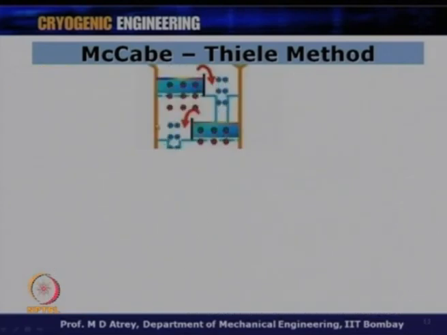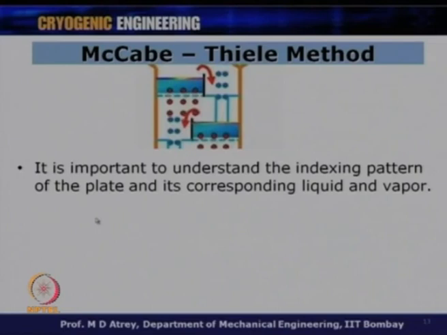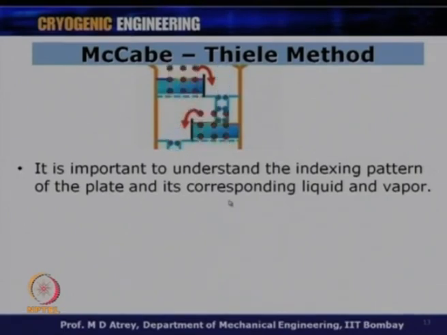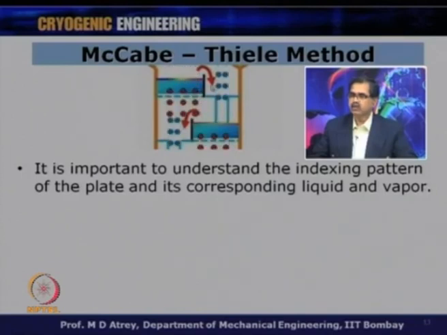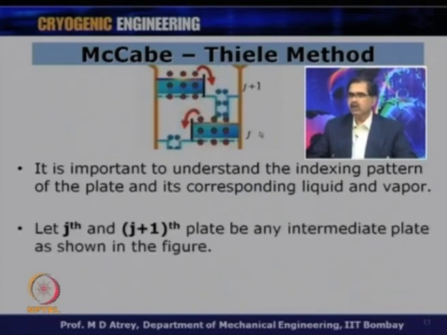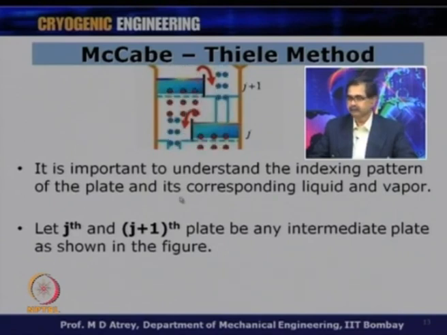Now, consider a small plate over here, and it is important to understand the indexing pattern of the plate and its corresponding liquid and vapor. We have shown just 2 plates, and the vapor will leave this plate and it will also receive liquid from the top. The vapor will go up and the liquid will come down. Let us call this the jth plate, any random plate, and this is the j plus 1th plate. Let the jth and j plus 1th plates be any intermediate plates as shown in this figure.